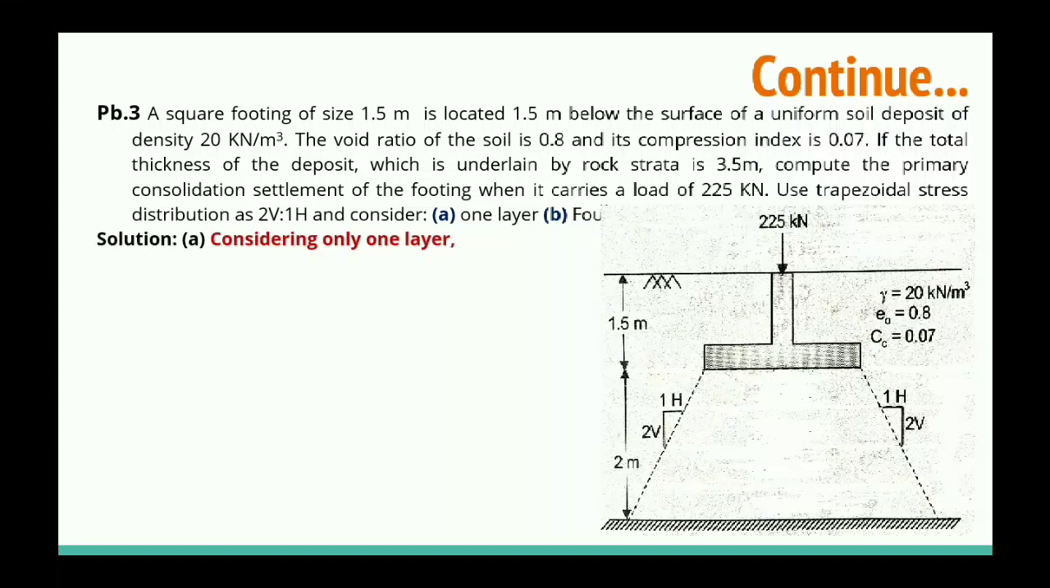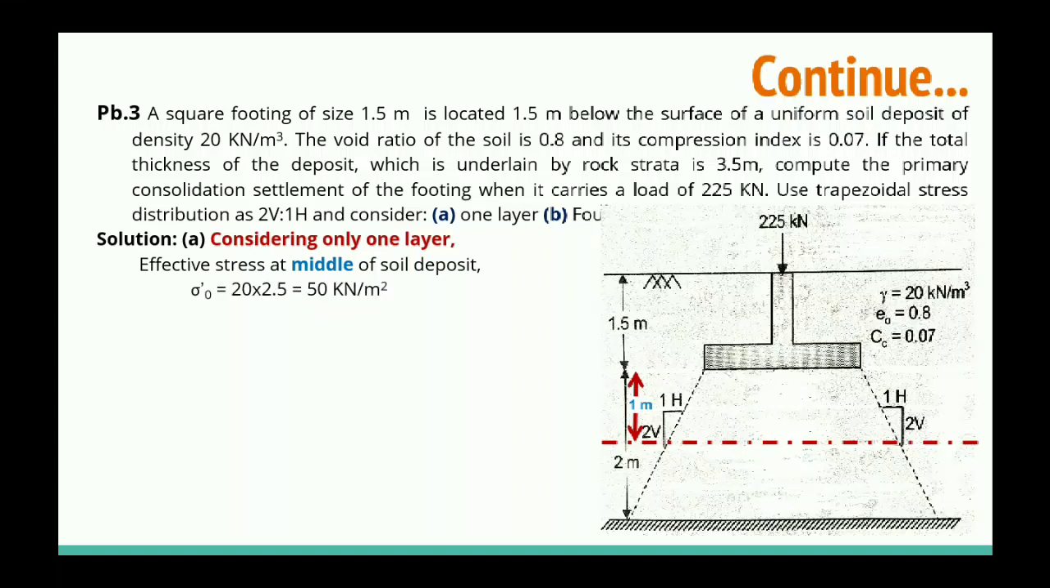Okay, so let's discuss the first part. Considering only 1 layer, means all the soil deposit which is below the footing is considered the 1 layer. So first we'll calculate the effective stress at the middle of the soil deposit, at the middle of soil deposit below the bottom of the footing. This middle is shown in the figure by a red dotted line, and its height is 1 meter from the bottom of the footing.